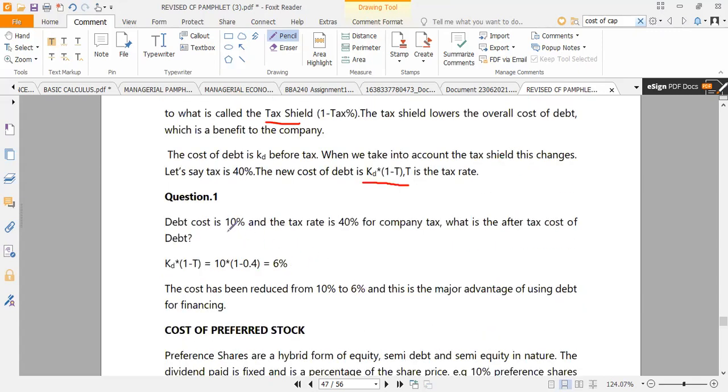For instance, if we have a cost of debt of 10% and the tax rate is 40%, the cost of debt after tax becomes KD times 1 minus tax. So KD times 1 minus 0.4, meaning the cost of debt instead of being at 10% will be at 6%. This has been reduced, and the major advantage is that you're going to pay less.